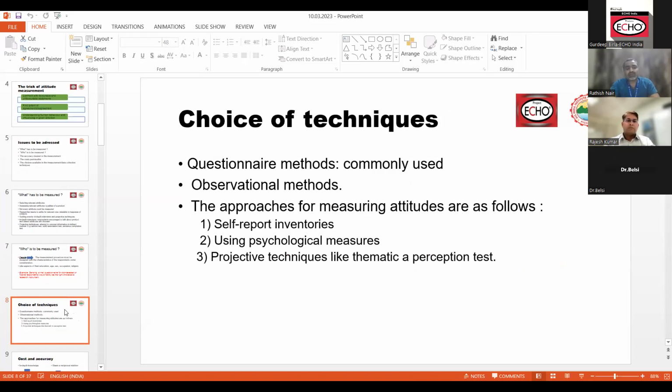The choice of techniques: the questionnaire method is one of the most commonly used methods. Observation methods also could be adopted as a choice of technique. The approaches of measuring attitudes are as follows. Self-report inventories using psychological measures, projective techniques like the thematic apperception test.